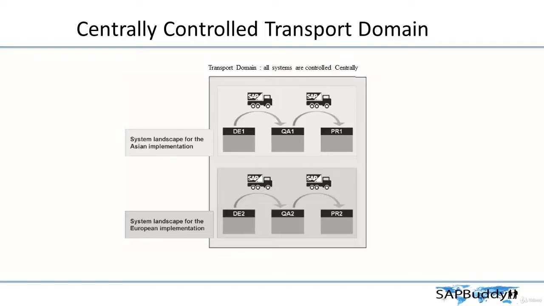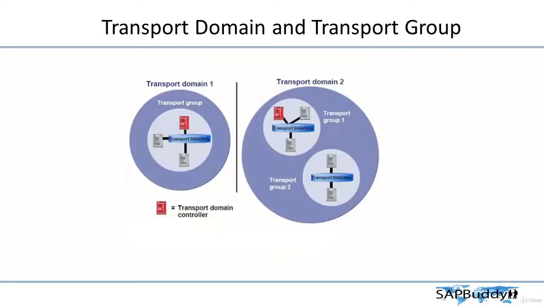Moreover, you will also have systems for different purposes, for example, SAP Business Suite or ECC or BI. You will have a different landscape, which can also be controlled using the transport domain. Now let's see what is the relation between transport domain and transport group.